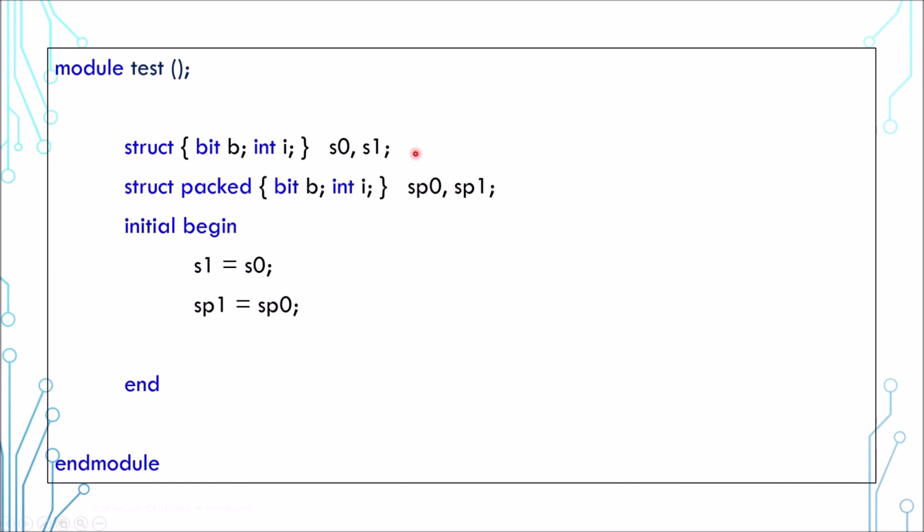There are 2 unpacked structures here, S0 and S1, and there are 2 packed structures here, SP0 and SP1. You can assign from one structure variable to another, for example, S0 to S1 and SP0 to SP1. However, you cannot mix and match different structure types, for example, SP0 to S1. They are considered as different types of structure.